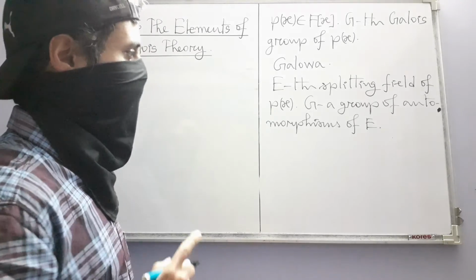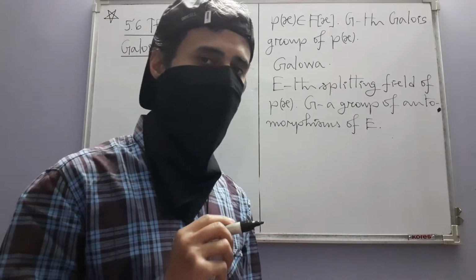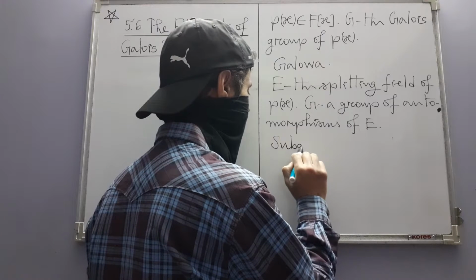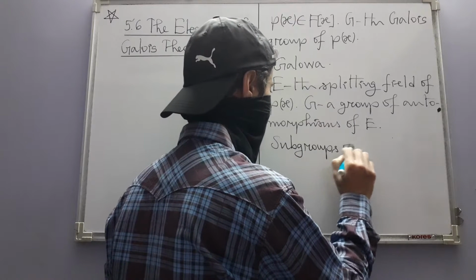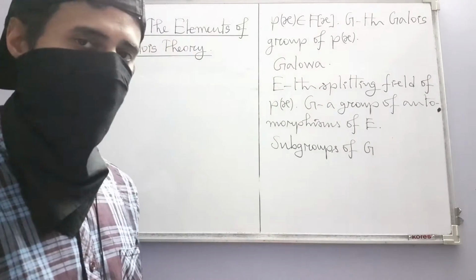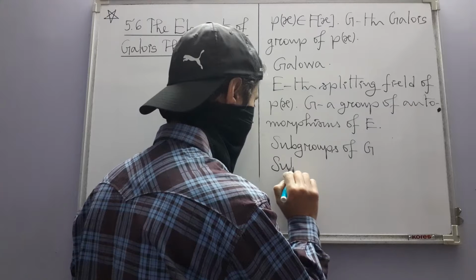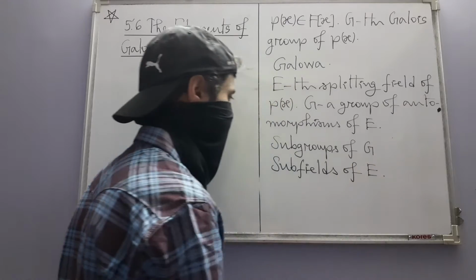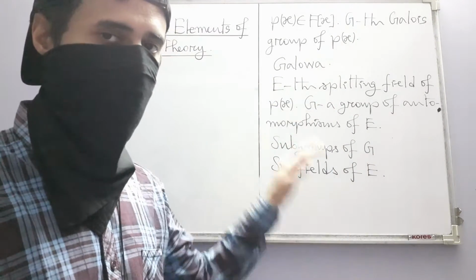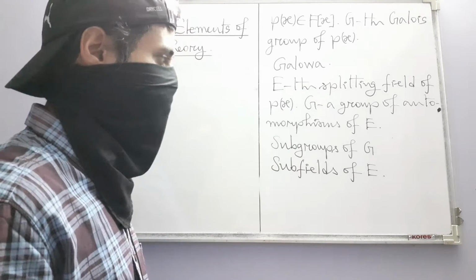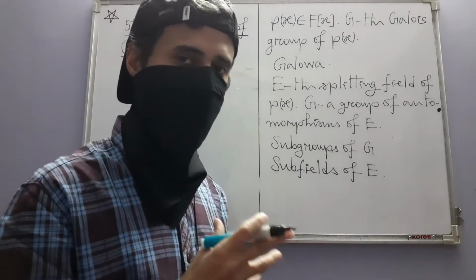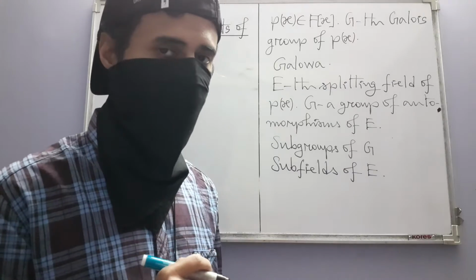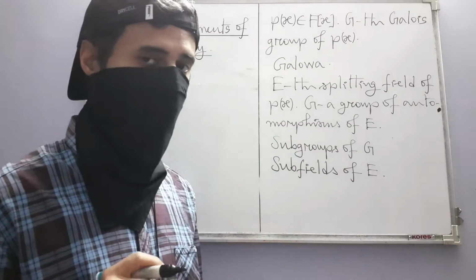Now, the fact is that there is a fundamental duality between the subgroups of G on one hand and the subfields of this splitting field E on the other, and there is a relationship between these two kinds of things. We will see this and we will prove the claims in this statement in the fundamental theorem of Galois theory. That's what our main aim will be.